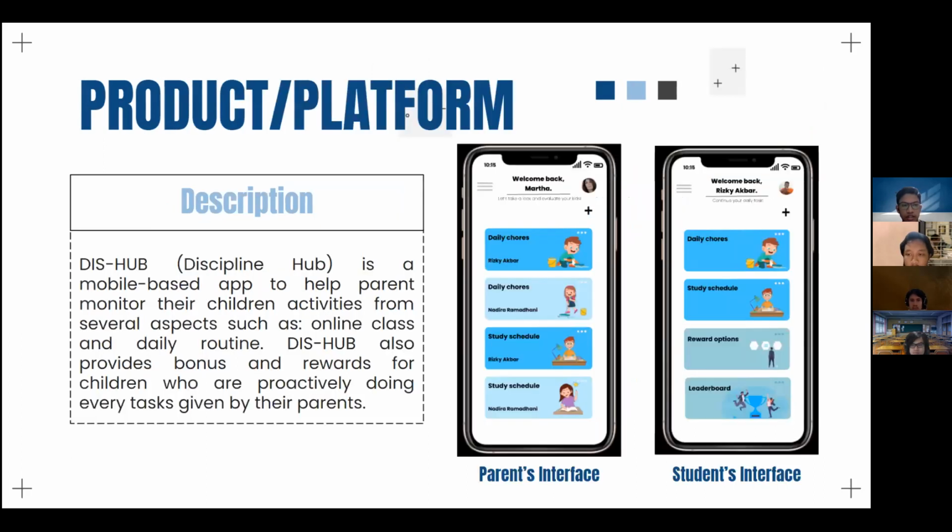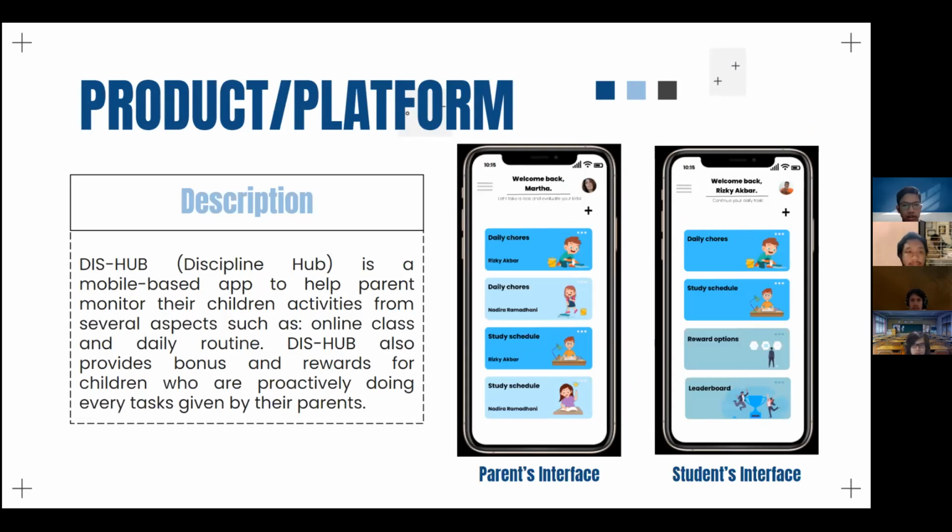The second factor is product or platform. DisHub is a mobile-based app to help parents monitor their children's activities from several aspects, such as online class and daily routine. DisHub also provides bonuses and rewards for children who are proactively doing every task given by their parents. This is the interface of parents and student.